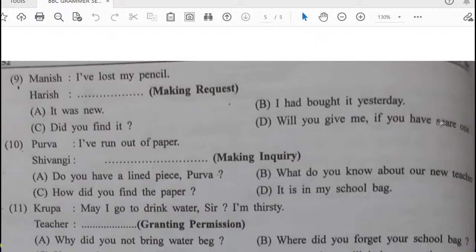So what will be? Purva said, I have run out of paper. Shivangi said, making inquiry. Do you have a spare sheet, please, Purva?